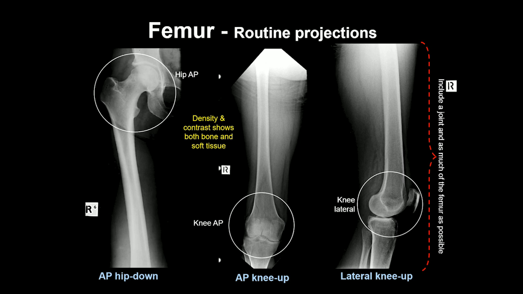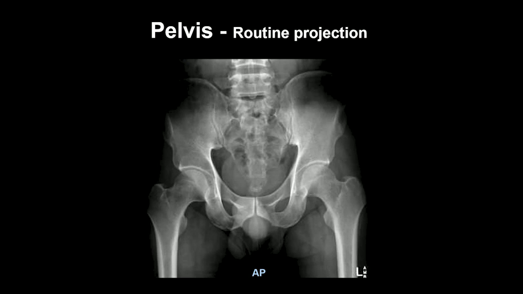So on the AP view with the hip down, the hip should be in AP. On the images, you should be able to discern between the bone and soft tissue shadows, and you should also have the knee in profile on the view with the AP knee up. Then on the lateral view with the knee included, you should include the knee joint properly and as much of the femur as possible, and the knee should be in a true lateral position.